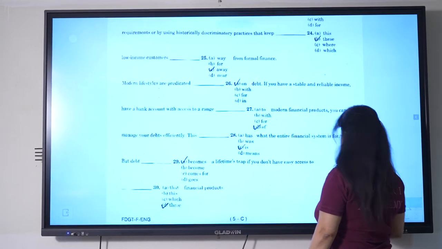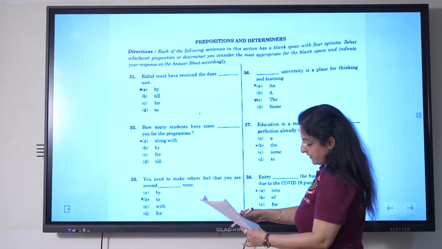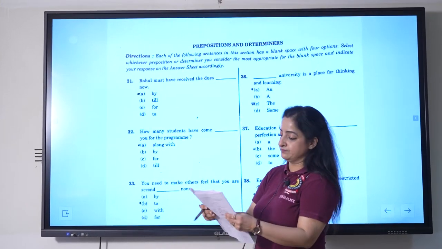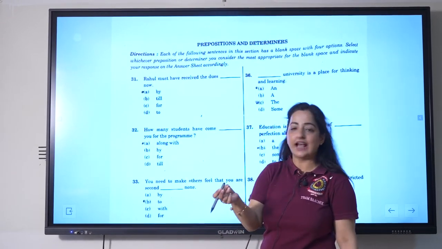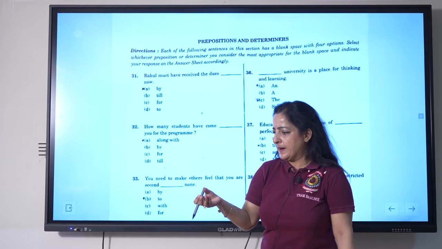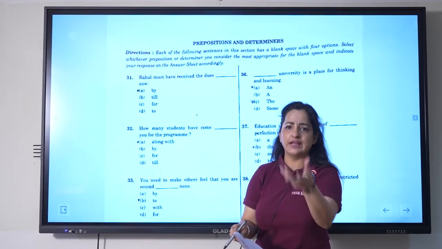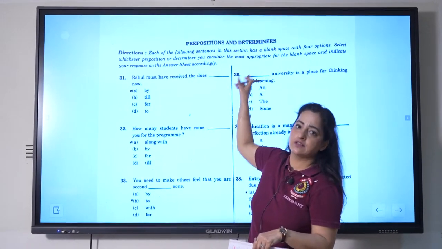Next is prepositions and determiners. Okay. Now, by the way, what are determiners? Articles, a and the, and all the quantifiers. Little, a little, few, all of those. Some, several, many. Quantifiers. So quantifiers and articles combined are determiners.